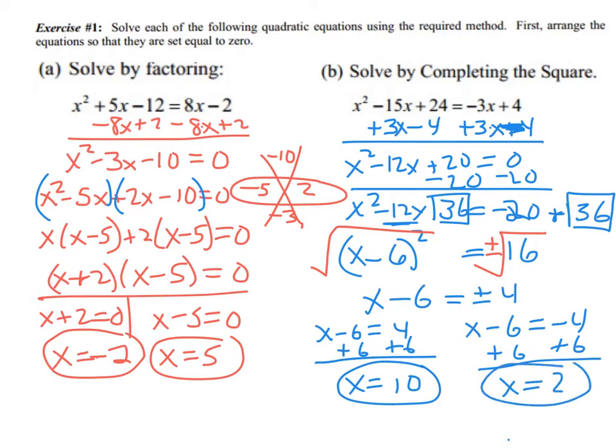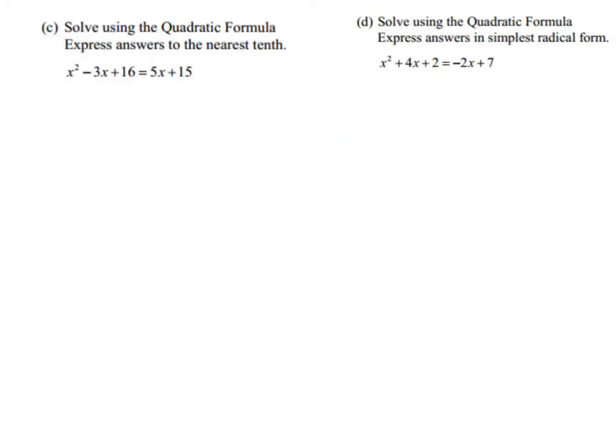Okay. Moving on. For my quadratic formula, move the 5x to the left. Once again, get everything on one side, so minus 5x.